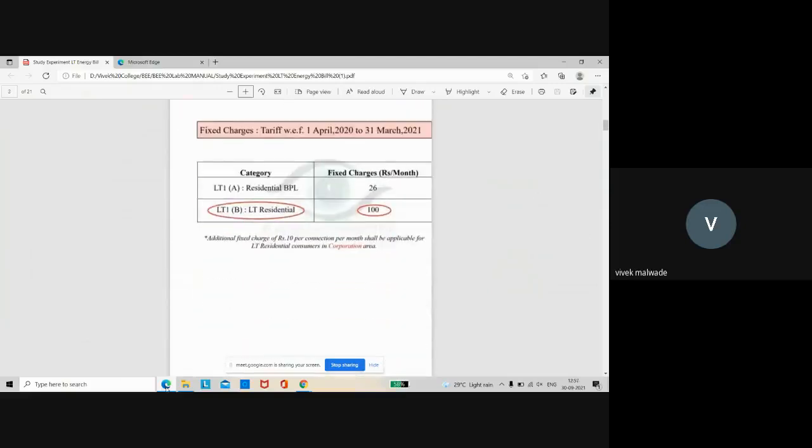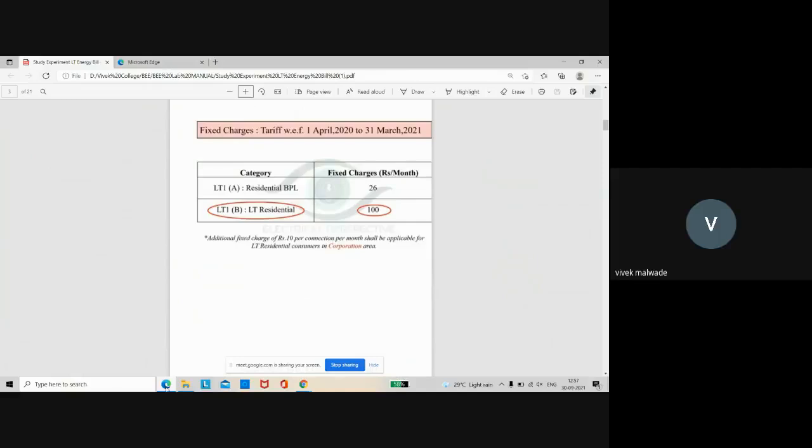Now, this is the fixed charge tariff, which is effective from 1st of April 2020 to 31st March 2021. There are two categories for LT consumers. First is the LT1A category and second is LT1B. LT1A is the residential BPL. BPL means below poverty level, which has fixed charges of 26 rupees per month. It also depends upon the connected load, how much load is sanctioned.